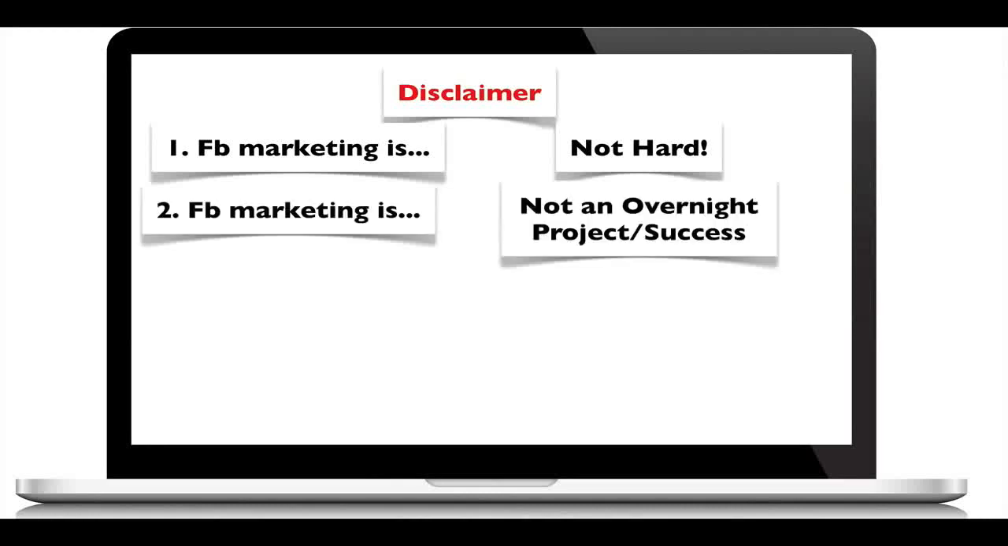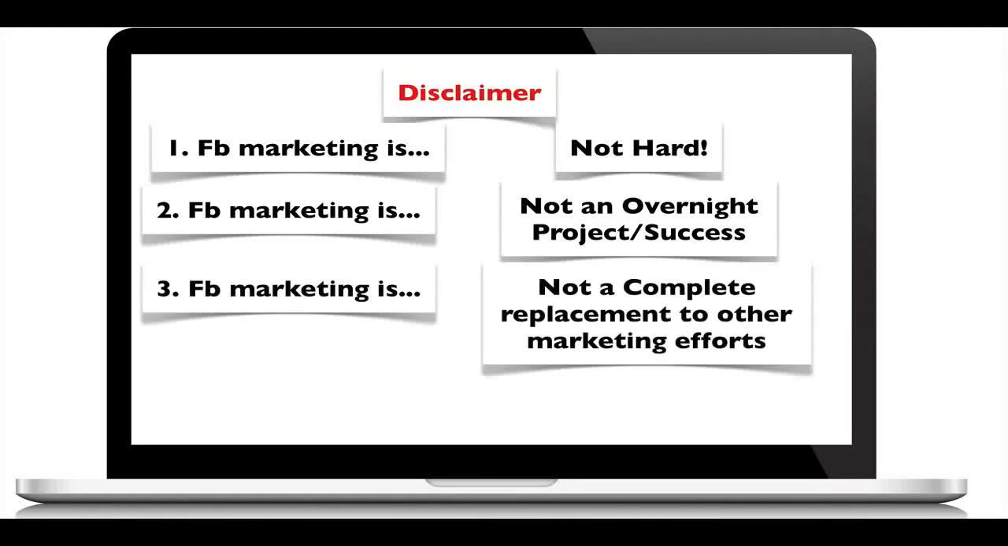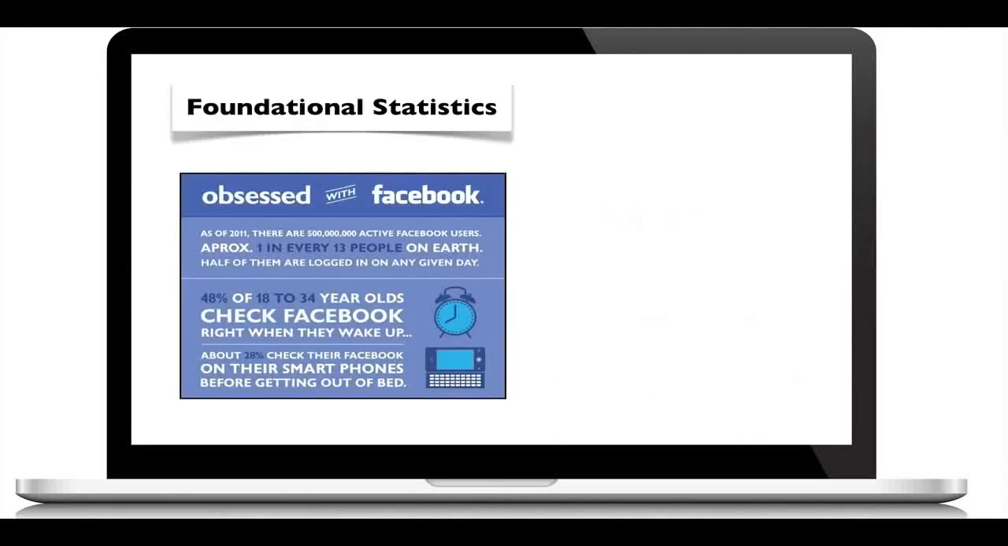Number two, Facebook marketing is not an overnight project or success. Unless you consider me an overnight success from 2007, then, well, 6 years is a pretty long night. It's not something that happens overnight. Number three, Facebook marketing is not a complete replacement for other marketing efforts. Whatever you're doing right now, if you're using LinkedIn or Twitter, or going to networking events, keep doing what you're doing, just add Facebook marketing to the equation. Just remember that it's not a complete replacement for all those other marketing efforts, at least not right away.